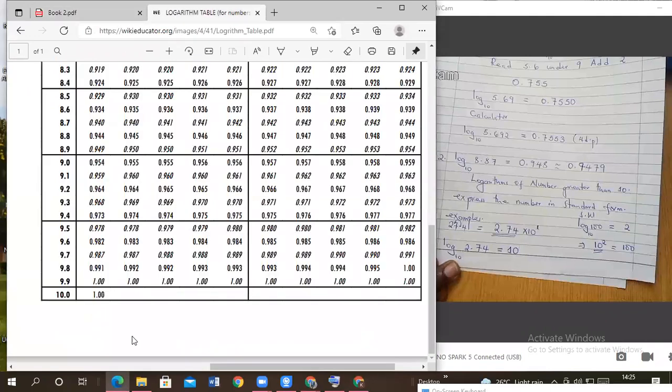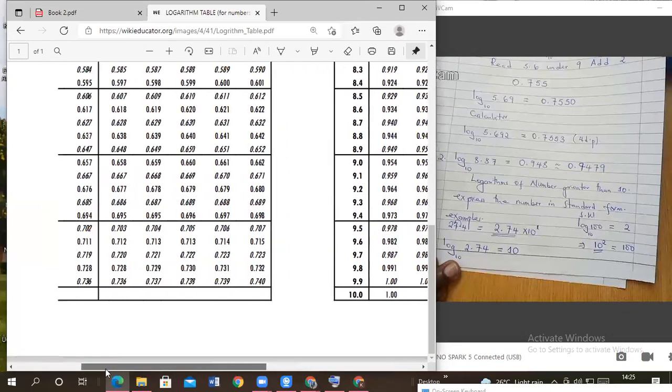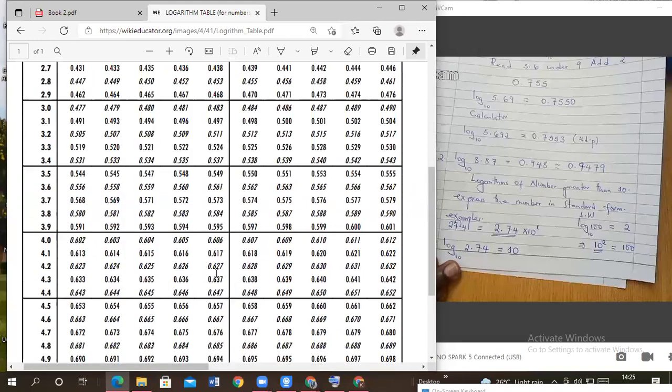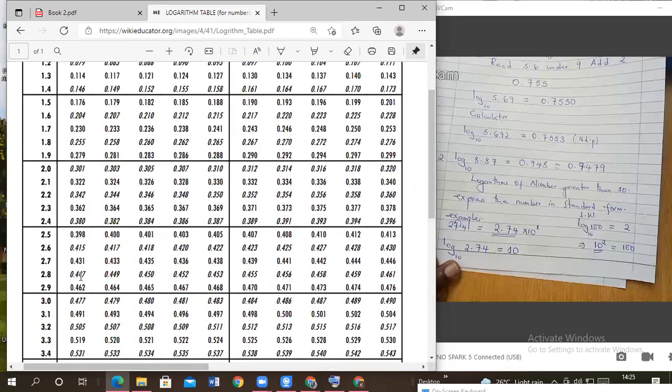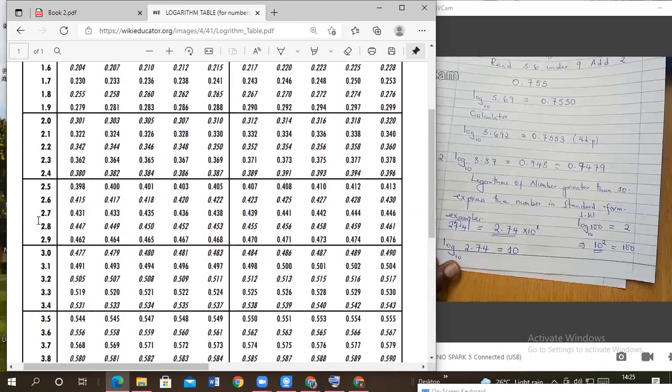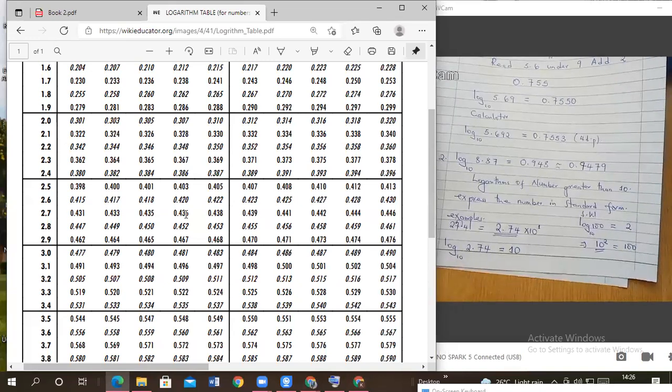Now let's go back to our table. Here, 2.7 under what? 4. What do you get? Just use your calculator. If you cannot see the table well, use your calculator and give me the answer. But it must be 0.436.